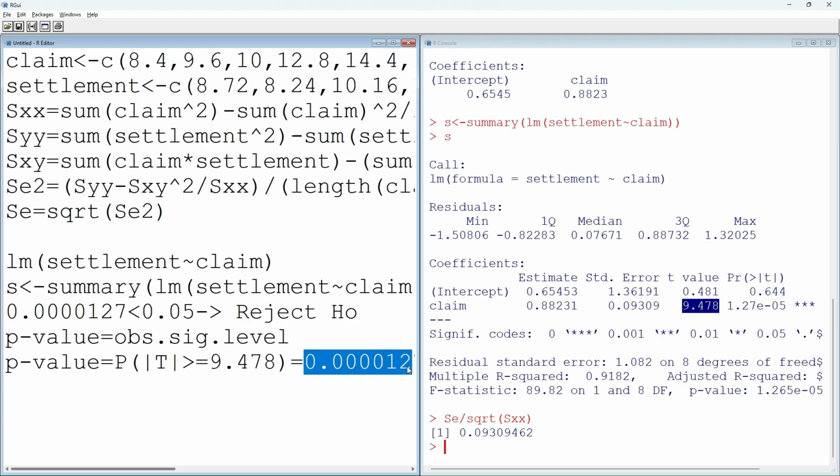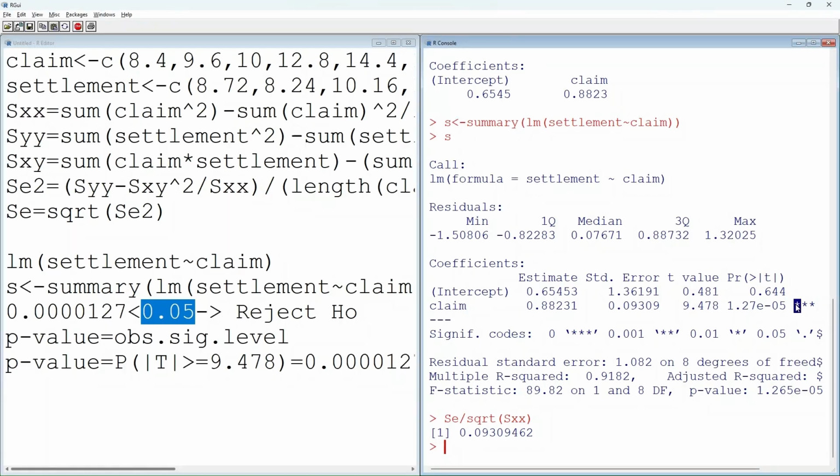That's what it means, right? In simple terms, I repeat, if our claim amount had no effect on the settlement payment, then the chance of obtaining a t statistic as extreme as 9.478 or negative 9.478 is nearly zero, as you see. Since the probability is much smaller than this 5%, we reject the null hypothesis and conclude that the regression coefficient is statistically significant. All right, that's basically what it is about.